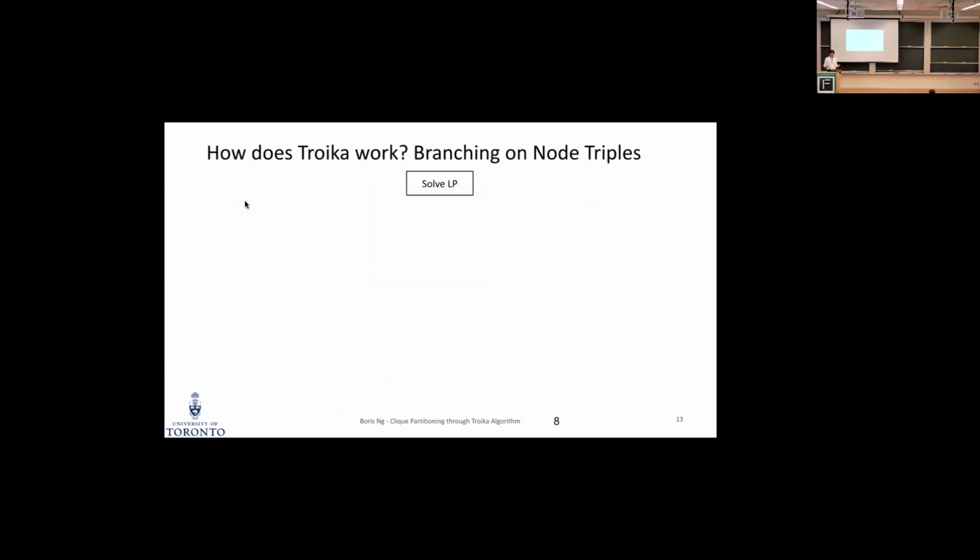So to understand the inner workings of Troika, let's break down the process step by step. First, Troika begins by solving the linear programming relaxation of the CP problem for a given network. This gives us an upper bound on the optimal solution. Then from the LP solution, we select a node triple, say nodes I, J, and K, which do not satisfy the triangular constraints as shown previously. Next, we create 2 branches.